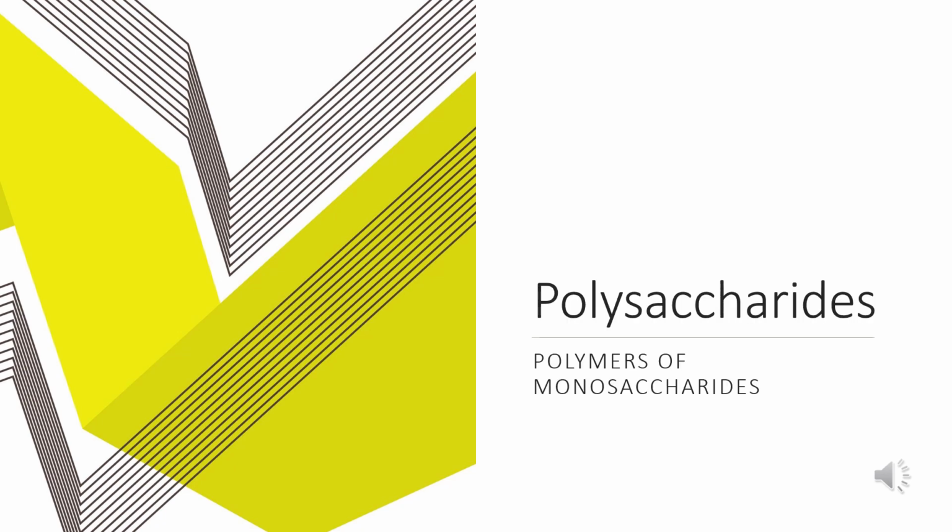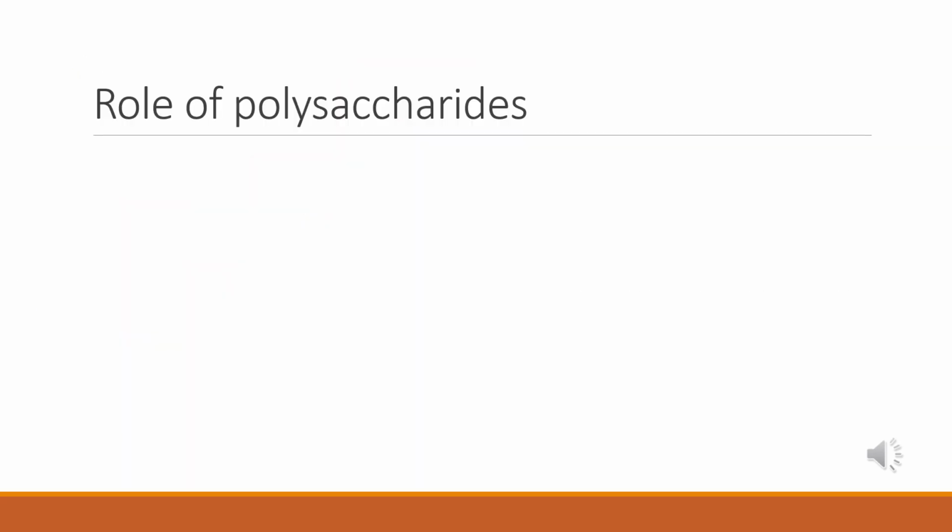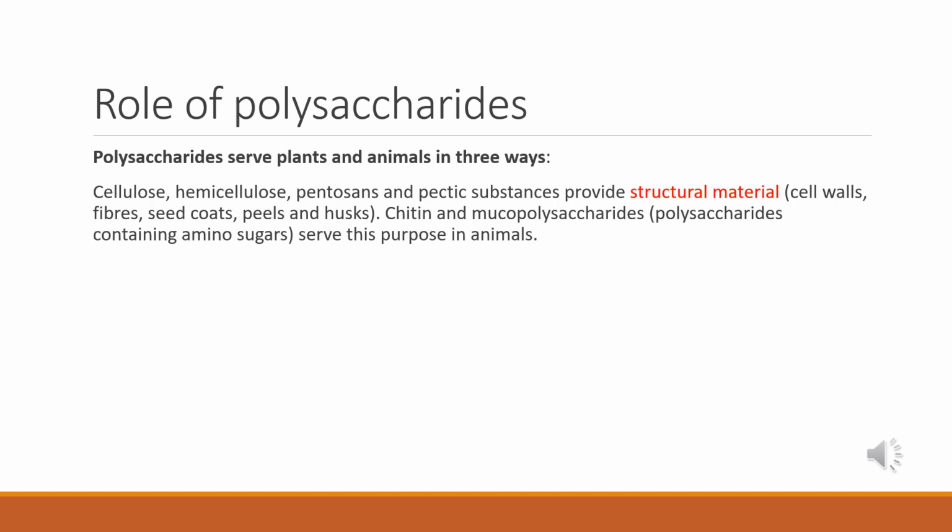Today's topic is polysaccharides. Role of polysaccharides. Polysaccharides serve plants and animals in three ways: as structural materials like cellulose, hemicellulose, pentosan, and pectic substances provide structure to plant cells. Similarly, chitin and mucopolysaccharides serve this purpose in animals.